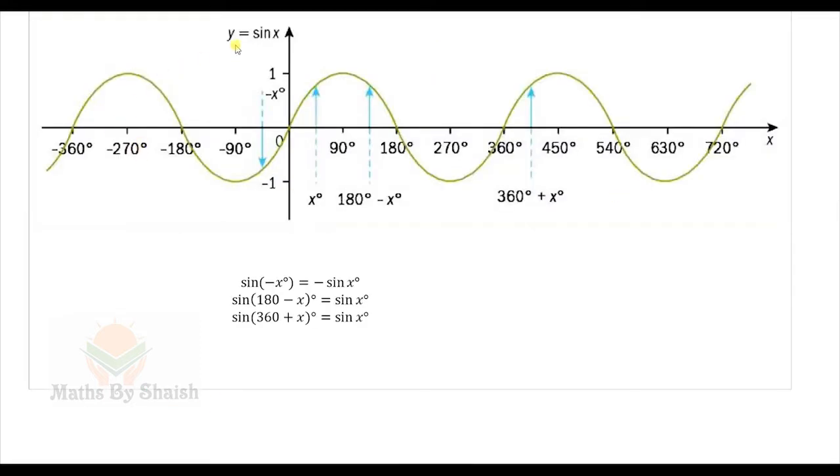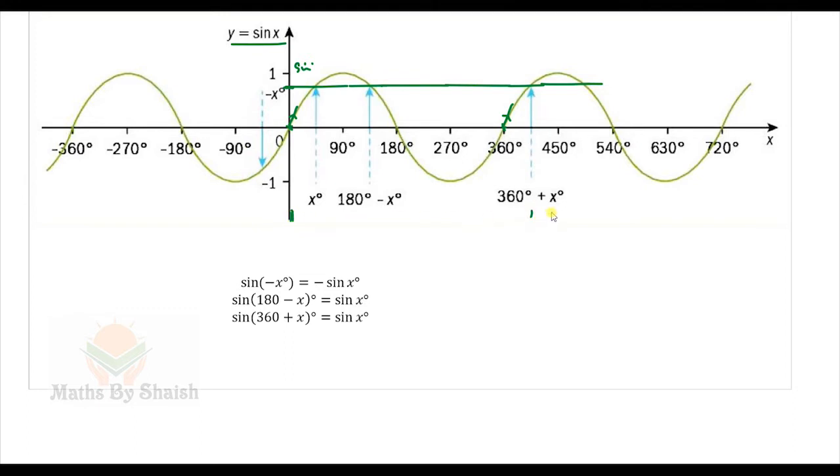Y is equal to sine x is a periodic graph with a period of 360 degrees, because we can see after 360 degrees it repeats itself. One more thing we can notice: for any particular value on the y axis, that is sine of some angle, we have so many angles corresponding to it.